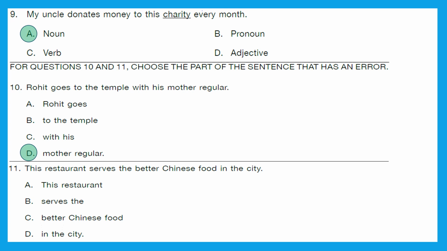Question 11. This restaurant serves the better Chinese food in the city. Now here the sentence is not correct. The right sentence should be: this restaurant serves the best Chinese food in the city, because we are comparing with the whole city. So the wrong portion over here is "better Chinese food". Instead of that, "best Chinese food" should be there. Option C is the right answer.